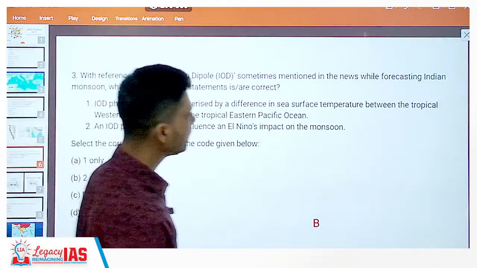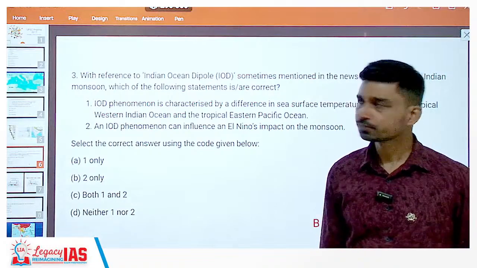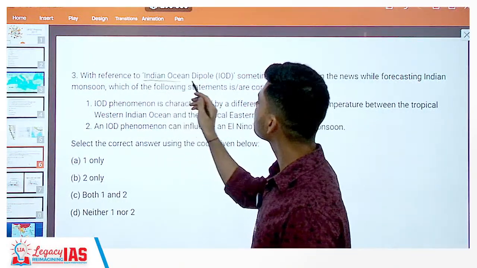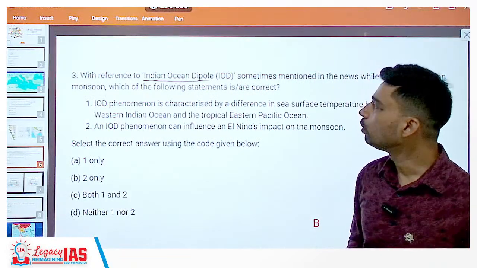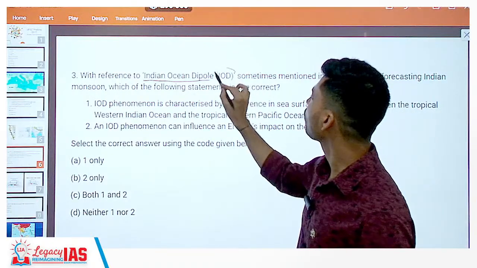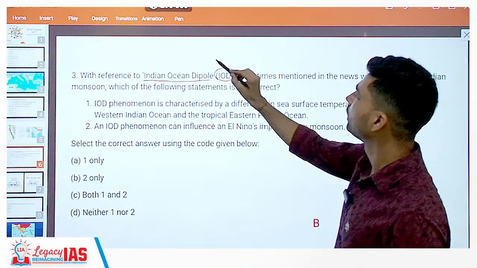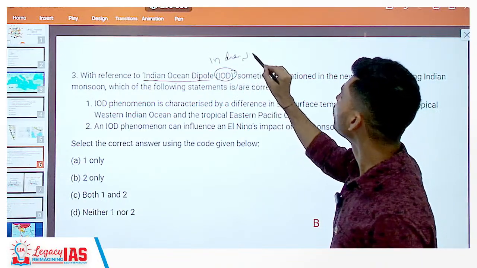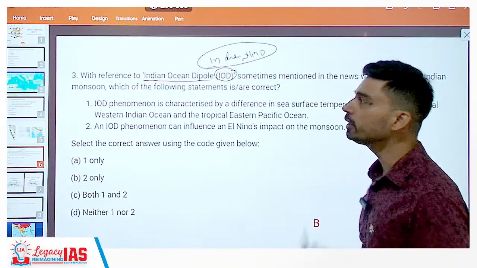The third question is again related to Indian geography, but the climate section of Indian geography. Here the question has been asked about a very important phenomenon that we observe in the Indian Ocean, referred to as the Indian Ocean Dipole, or in short IOD, and the other name being used these days is Indian Nino. So three terms we can use with this: Indian Ocean Dipole, IOD, or Indian Nino.